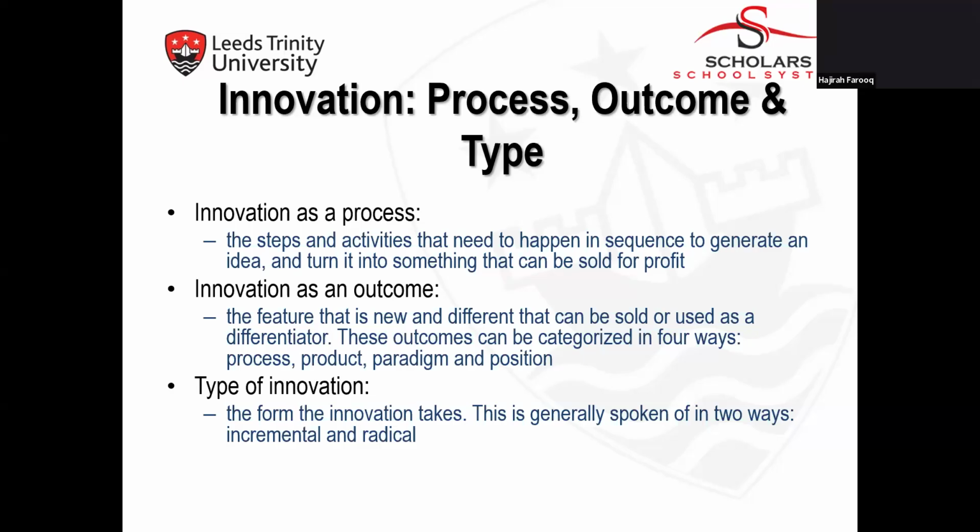Then comes innovation as outcome, the feature that is new and different that can be sold or used as a differentiator. These outcomes can be categorized in 4 ways, which are process, product, paradigm, and position. And then a type of innovation, the form the innovation takes. This is generally spoken of in 2 ways, incremental and radical.